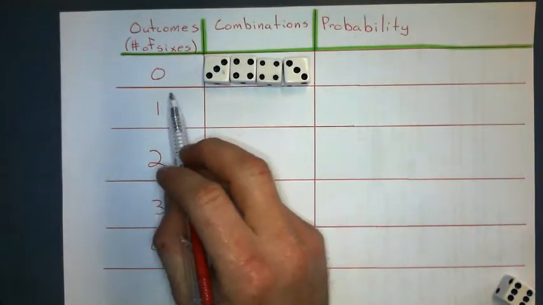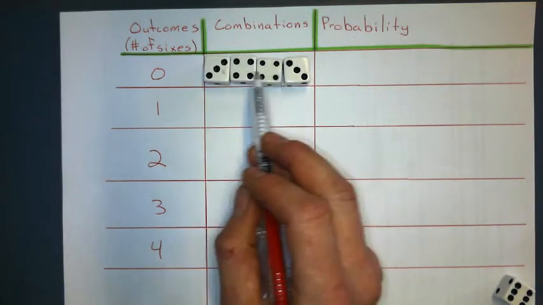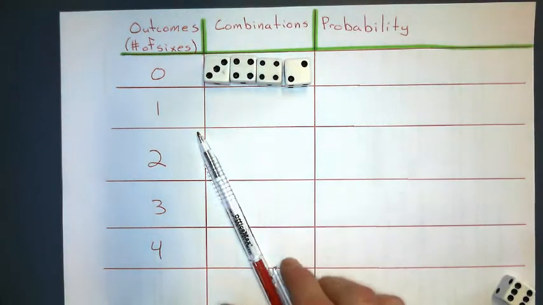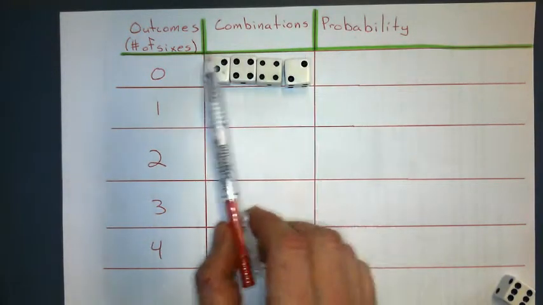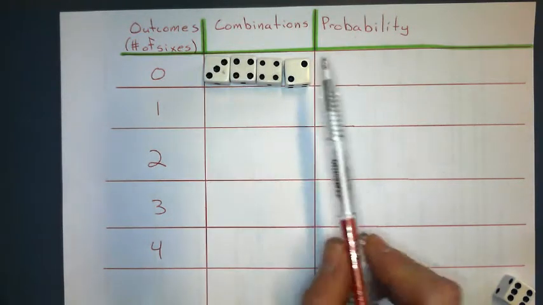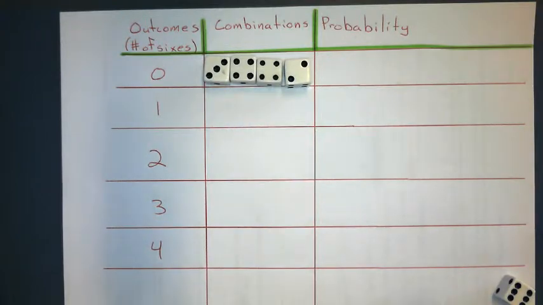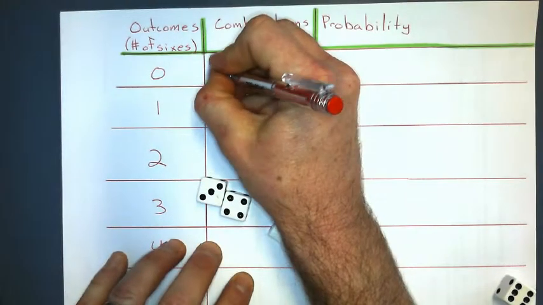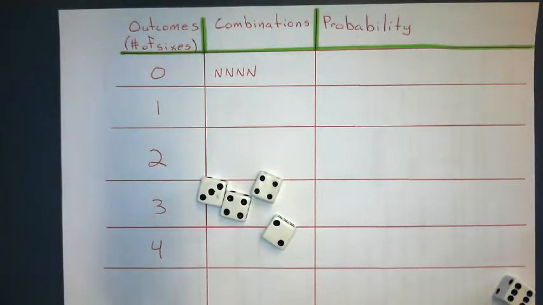Alright, so with 0 sixes, it doesn't matter what number it is. It's either a 6 or it isn't. So if I roll something like this, it's no different if I rolled something like that. I just want to know if it's sixes or not. So there's only one combination for no sixes. Okay, so I'll write that in my column of how many different ways can I get no sixes, which is just 1.